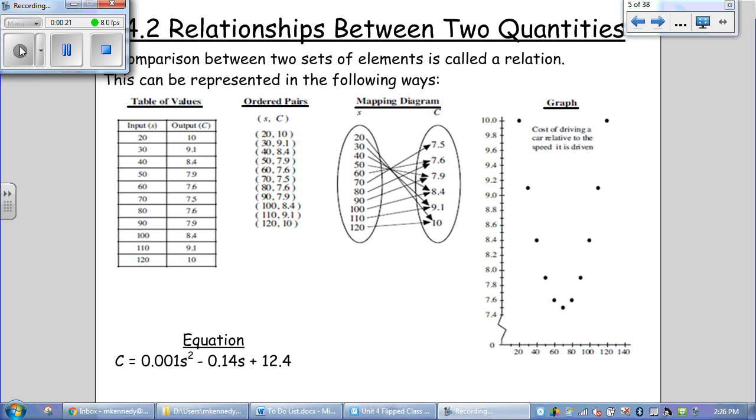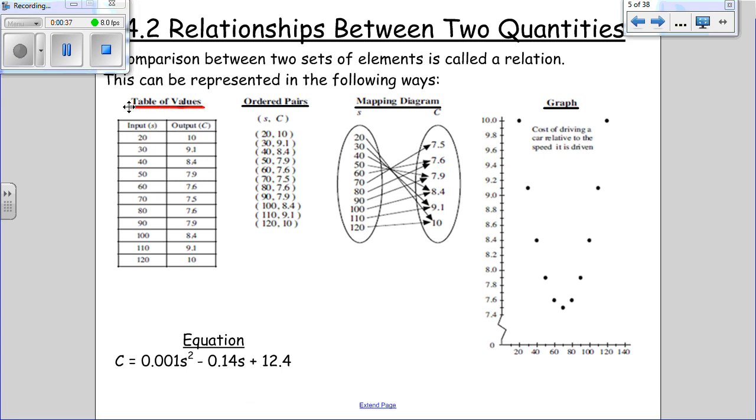We have a lot of ways to represent relations. We could represent relations with words, right? So I could describe two things as attached to each other. And then there's a lot of mathematical ways to do it. The first way we do it is a table of values. A table of values shouldn't be that new to you. So table of values, let's start here.